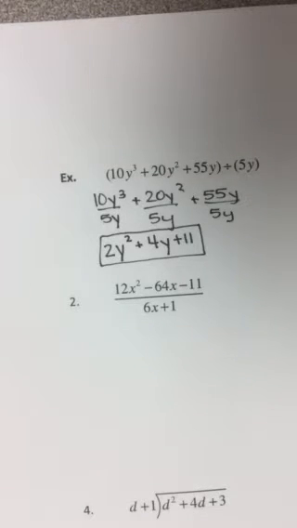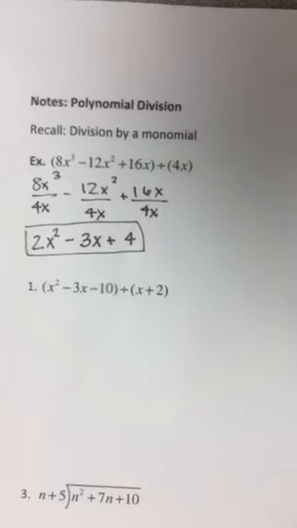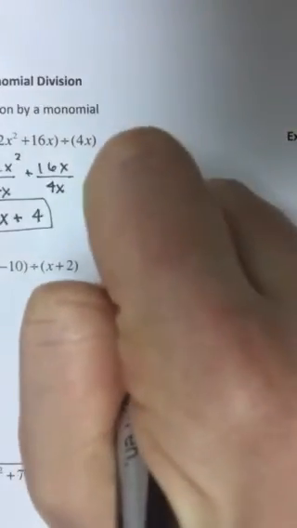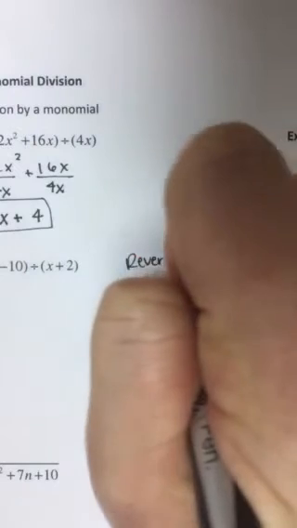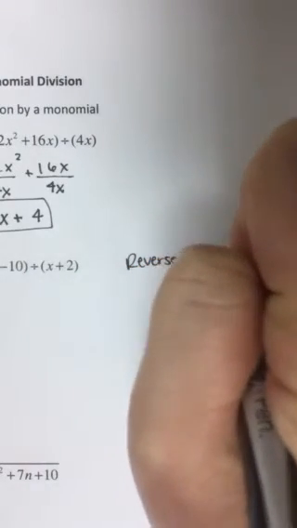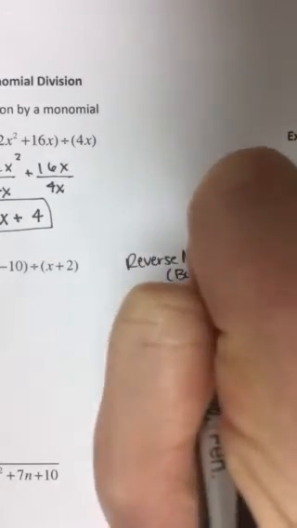Okay, so that's just the basic division concept as we've seen before. What we're going to do now is focus on dividing by a binomial. So what we're going to use is actually a reverse multiplication, okay, or we're doing a reverse box method.